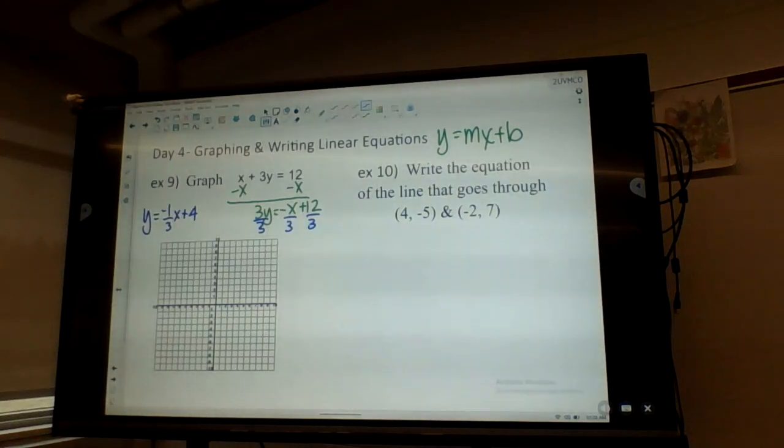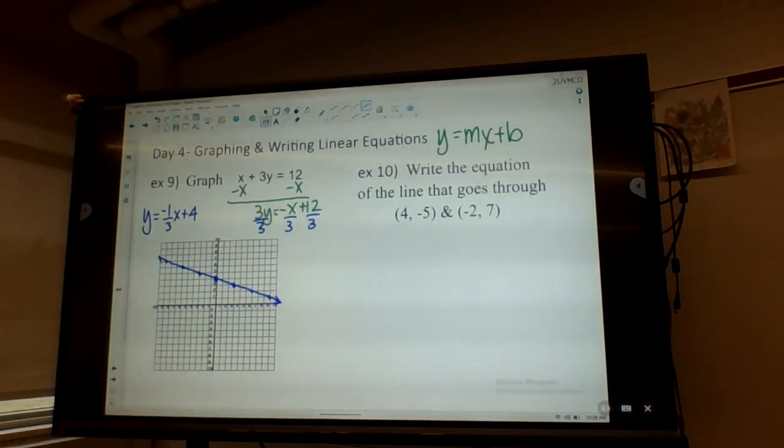So I'm going to begin at 4 and then go down 1 and over 3. And the negative can be on the top or the bottom. So there's our graph.